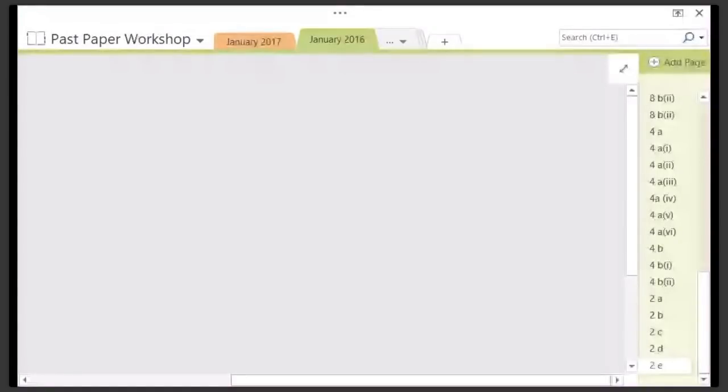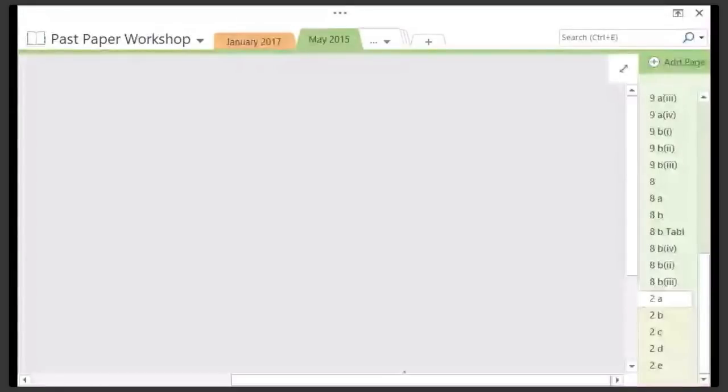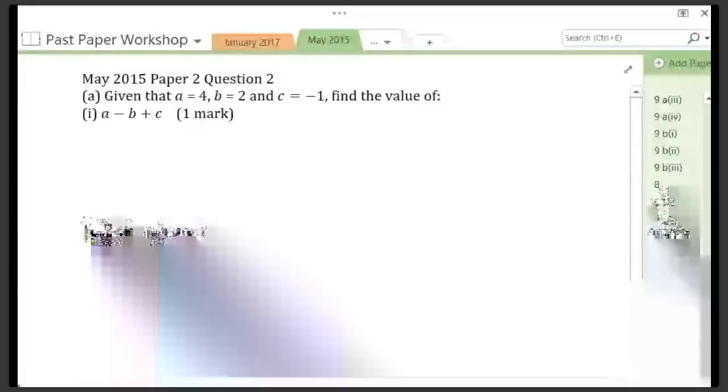May 2015. All right, so May 2015 paper 2 question 2. Yes, y'all, this algebra thing real easy. I mean, I love it too, but still. All right, it's easy.